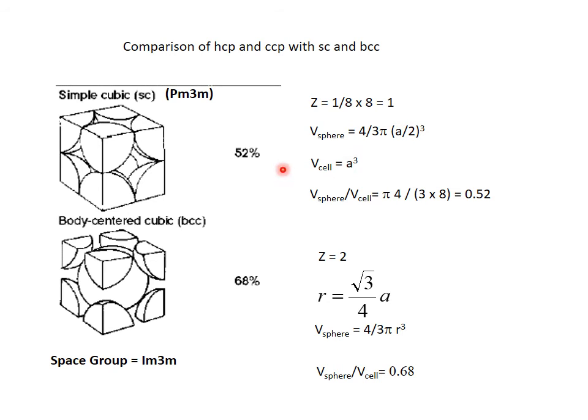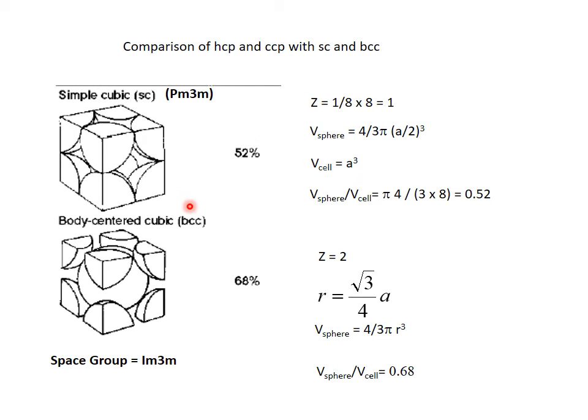So the volume of the unit cell would again be A to the power of 3, and the ratio would then be pi times 4 over 3 times 8, which is equal to 0.52, and the space filling efficiency would be 52%. You see that this is a lot less than the space filling efficiency of a hexagonal or a cubic close packed structure.